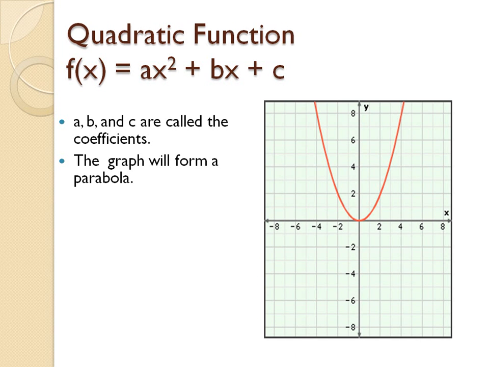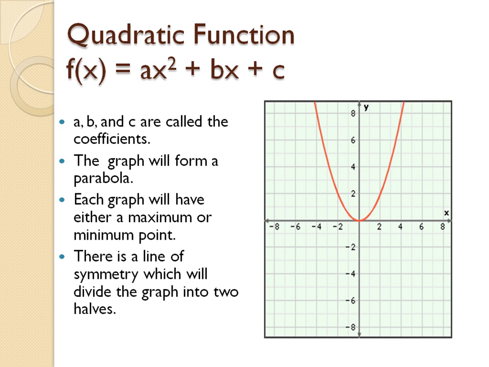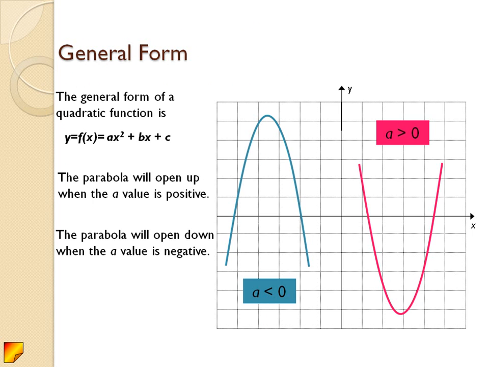Because this is a quadratic function, the graph will form a parabola, a U-shaped graph. Each graph will have either a maximum or minimum point called the vertex. And there is a line of symmetry which divides the graph into two halves. That is the line of symmetry. Again, the general form is ax squared plus bx plus c. The parabola will open up if the a value is positive, and it will open down if the a value is negative.